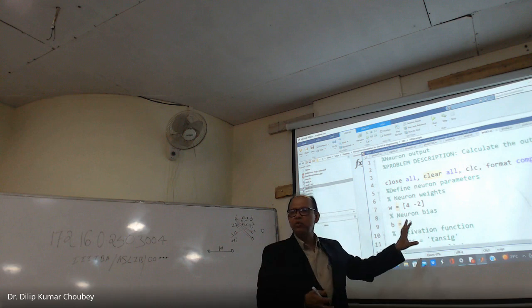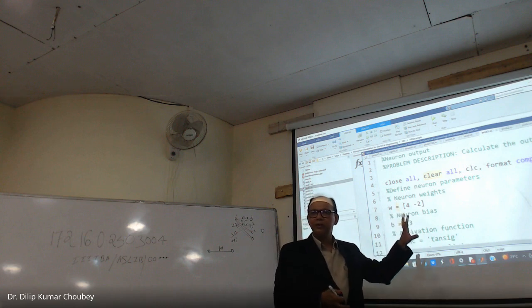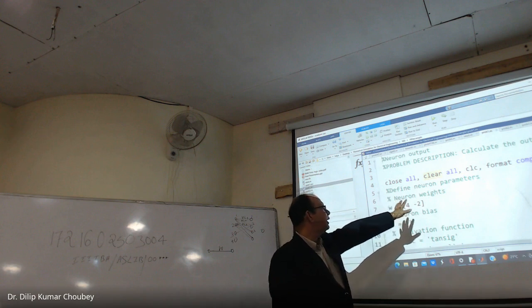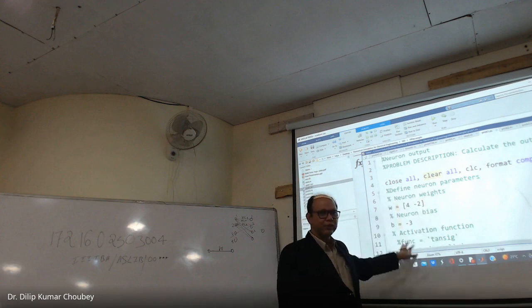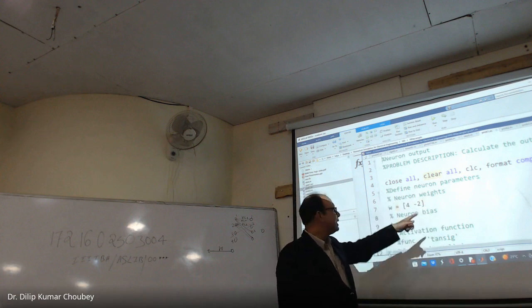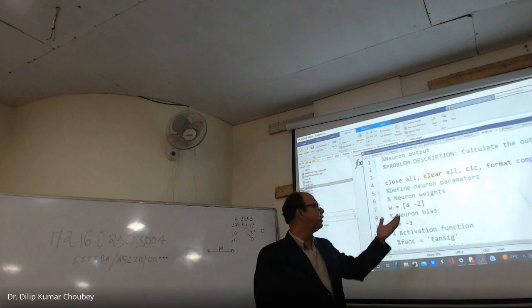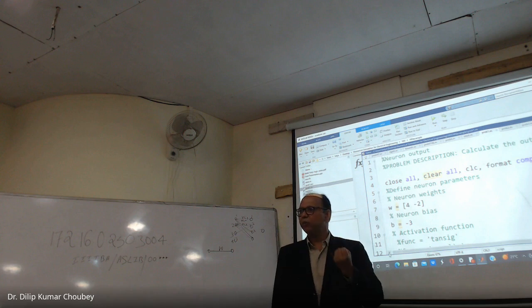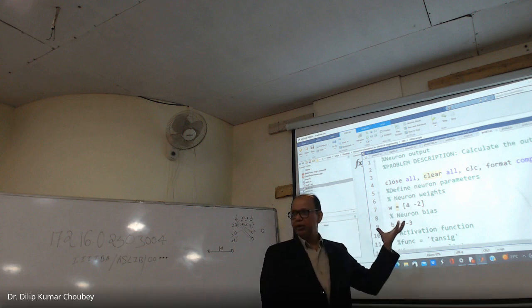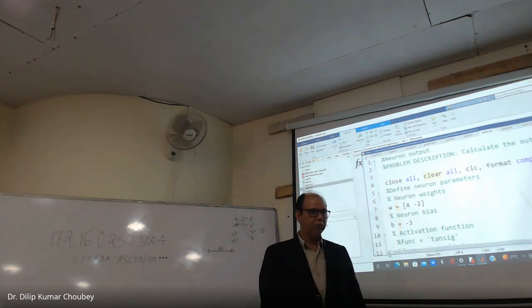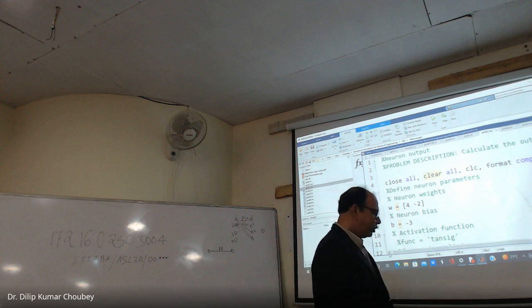Everybody most probably has a little bit of idea about MATLAB also. So we actually use close all, clear all. That is for your basic clc, to clear the command window. If any previous data is there, it clears it. And format compact is what we actually use, so the output is considered in compact form.